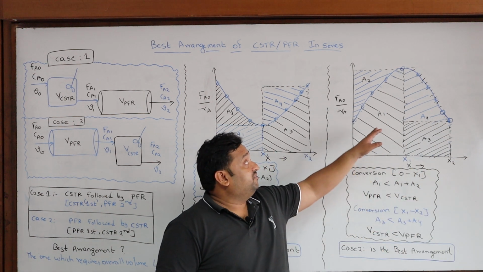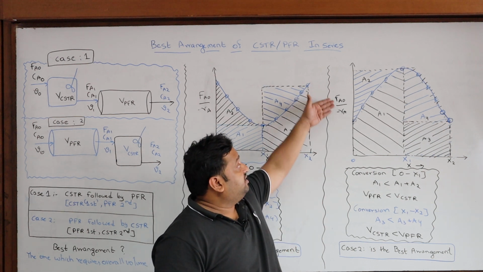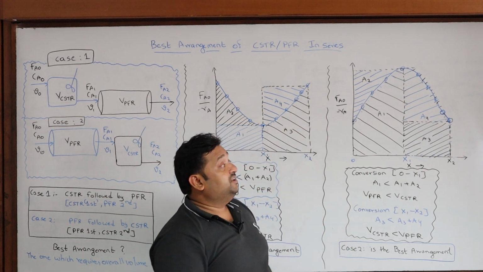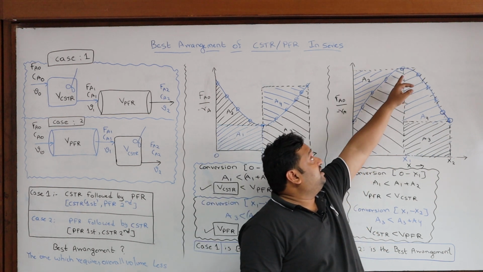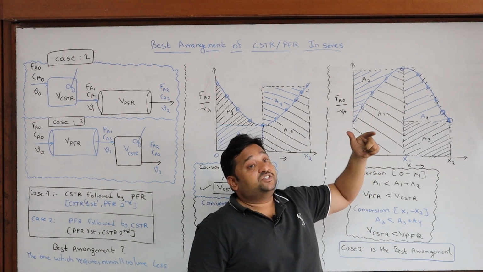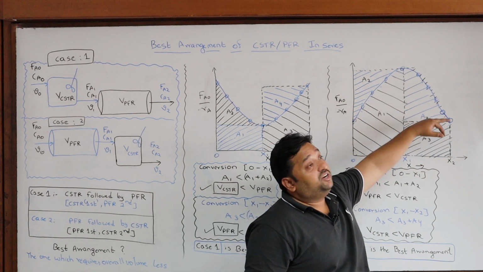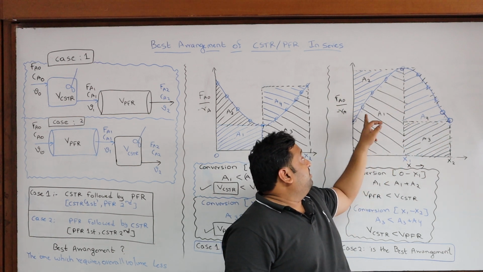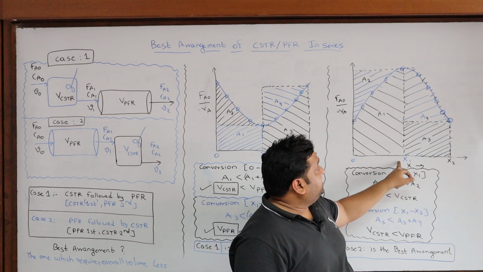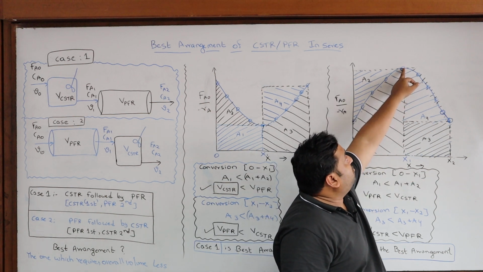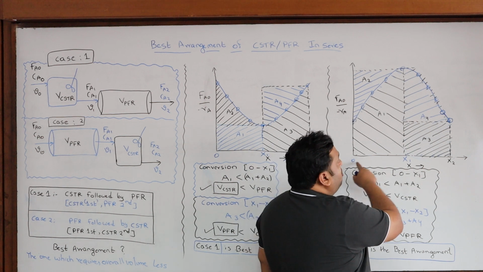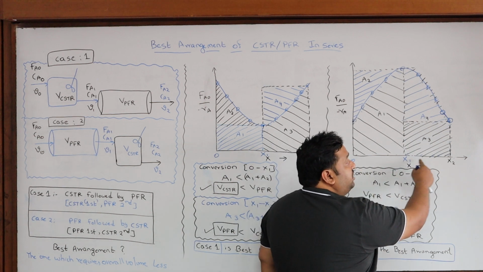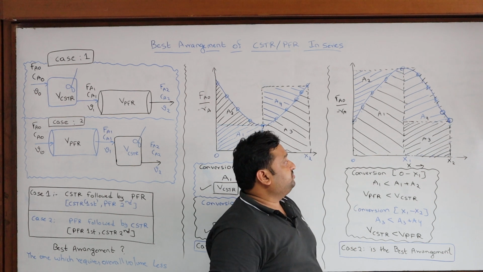Let us take the convex curve. If you have a curve of this nature, FA0 by minus RA versus X, wherever the curve is changing its nature, it has a positive slope and a negative slope. Wherever it is changing its nature, mark that point and draw a vertical line. Then name 0 to x1, x1 to x2, the remaining curve.